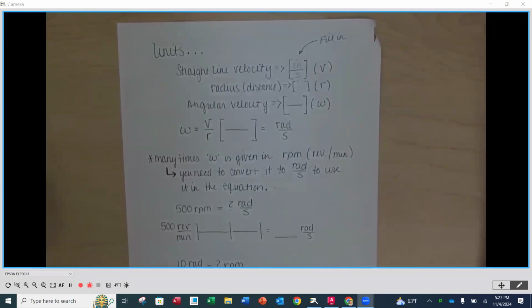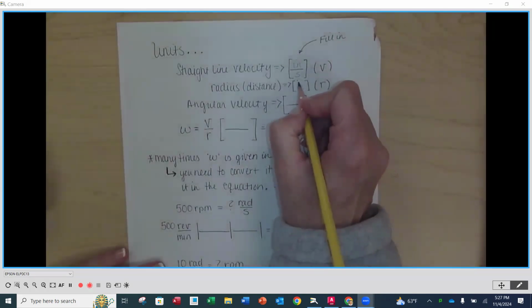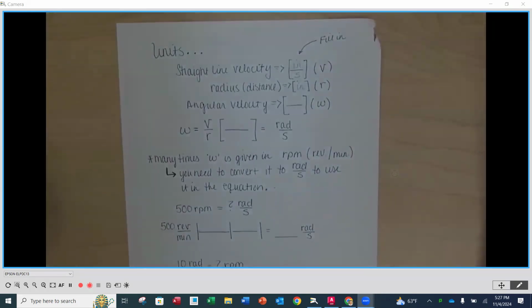Feet, inches, miles, yes, anything like that. So we'll just stay consistent with inches here. Okay, so as part of what you're going to be handing in, I am going to be looking that you have these fill in the blanks done.